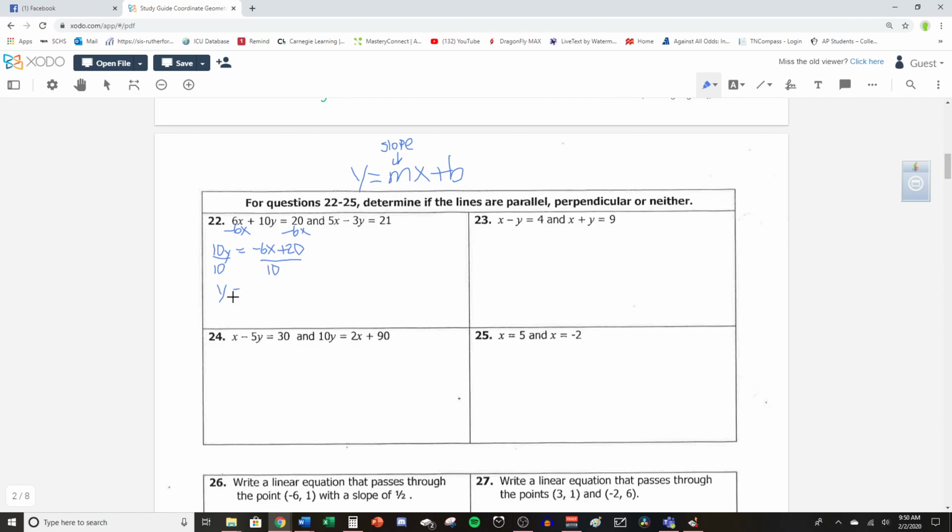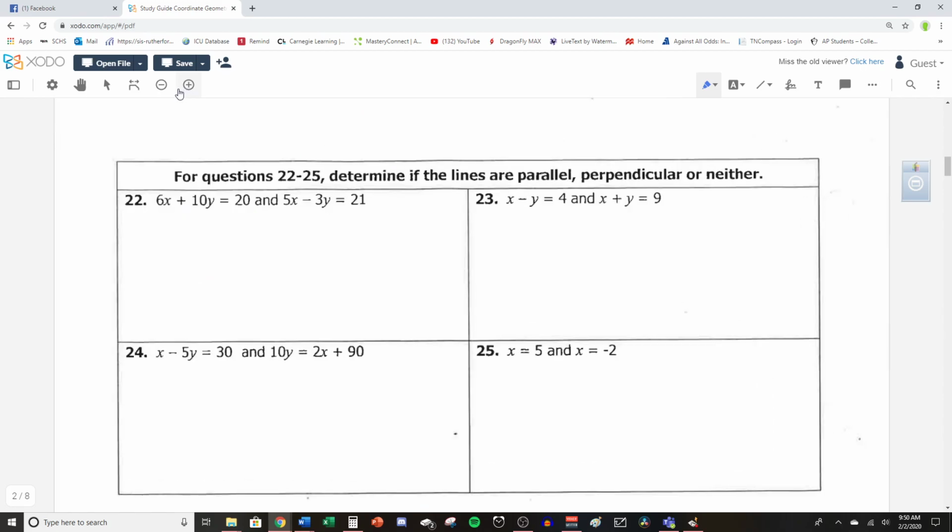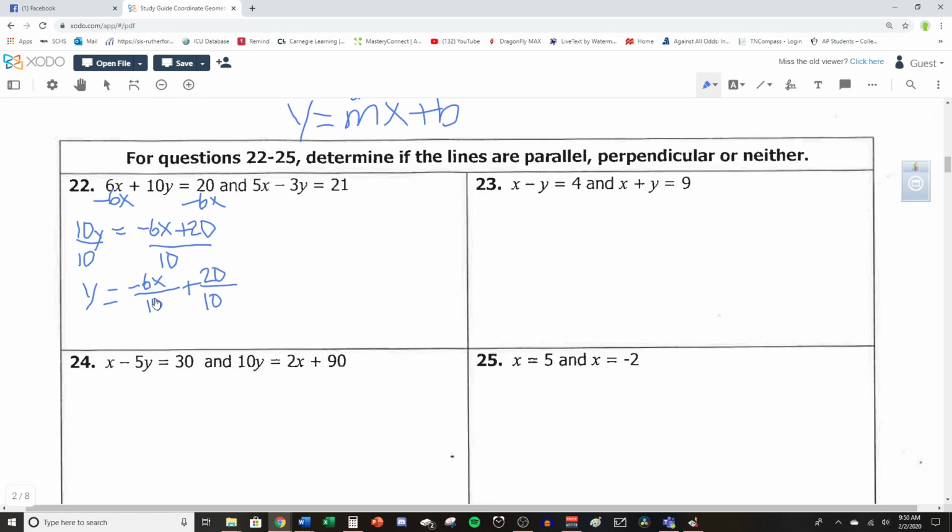This becomes y. And I'm going to divide each one of these. I'm going to break it apart into two fractions. I'm going to split that over the 10. I'm going to zoom in a little bit so I have plenty of space here to do my work. So this is going to become, when I simplify it, -6 over 10 is going to reduce to -3 over 5x. This is just going to become 2, so plus 2.